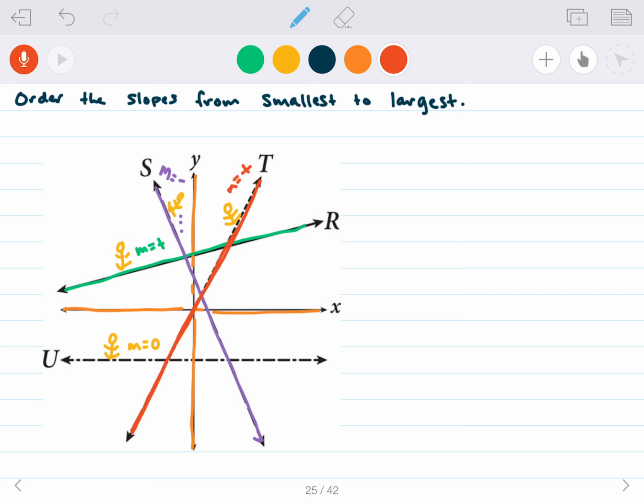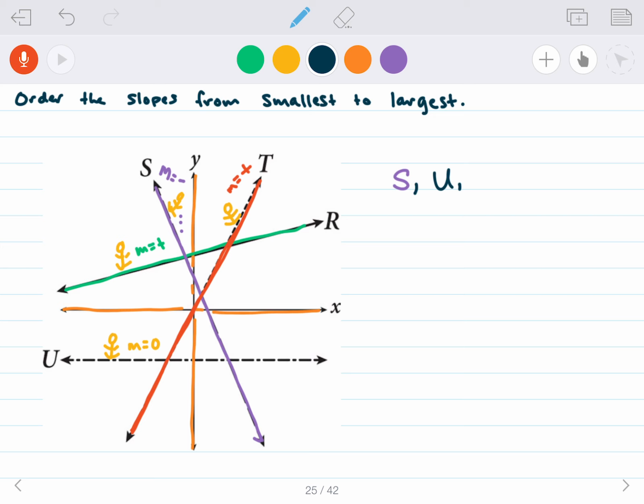Okay, so from smallest to largest, there's only one negative slope, and that's the purple line. So S is going to be the smallest slope. It's negative. And then following that, think of a number line. So we have negative slopes, we have 0, we have positive slopes. Next comes 0, right? So the next line is going to be line U with the 0 slope. Then come the positive slopes. Now, the biggest number is going to be the steepest line.